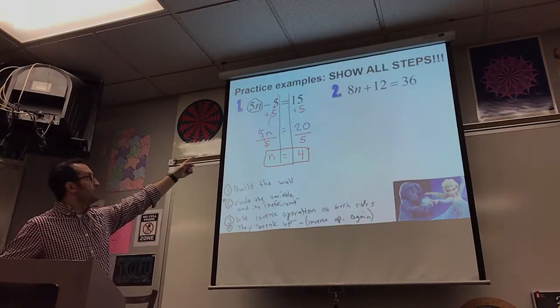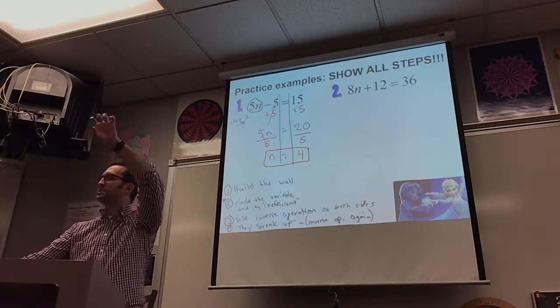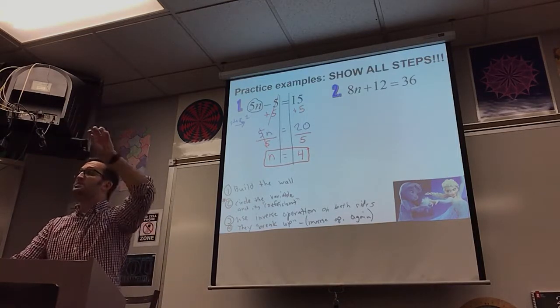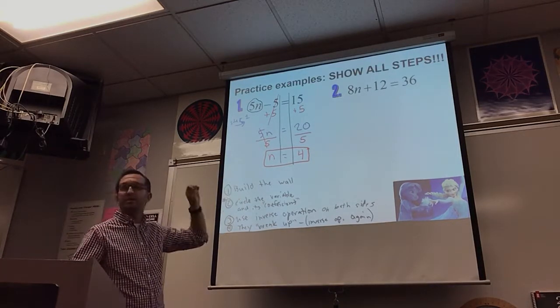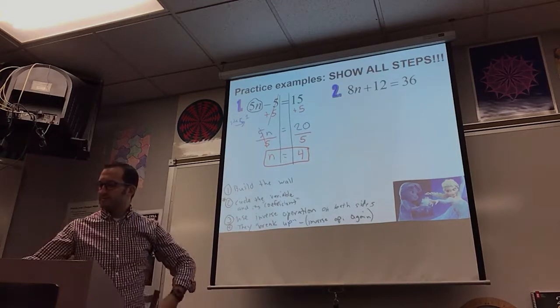Our step 1 is get rid of the addition or subtraction. We undid the addition and subtraction. Step 2 is undo the multiplication or division. Okay, there's step 2.